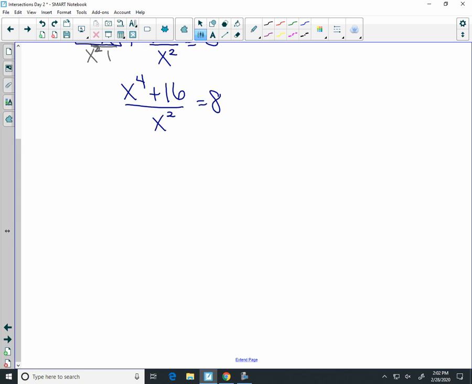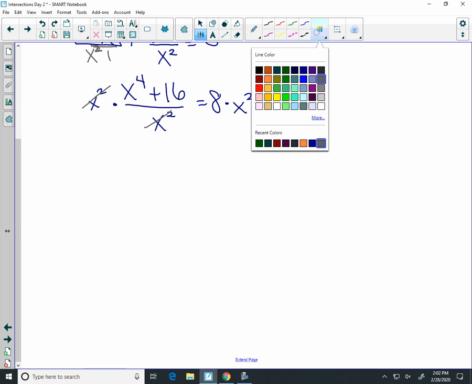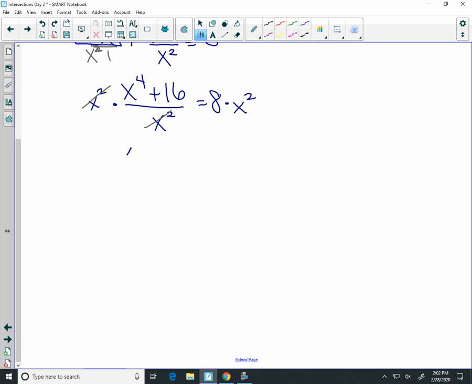At this point, I have to clear the fraction. So once you have that common denominator, you have to multiply the x squared over. And remember, when you do that, you're not distributing on top. You're canceling there. So x to the 4th plus 16 equals 8x squared. I'm going to bring my 8x squared over, and we're going to factor.